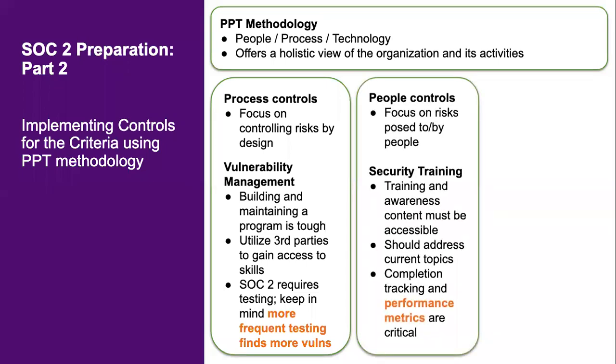Over on the people side, people controls focus on risks that are either posed to your employees or your users, or that are actually posed by those people. This is where we talk about things like insider threats, accidental fat fingering of data, stuff like that. Key control for managing people risk is going to be your security training and awareness program.